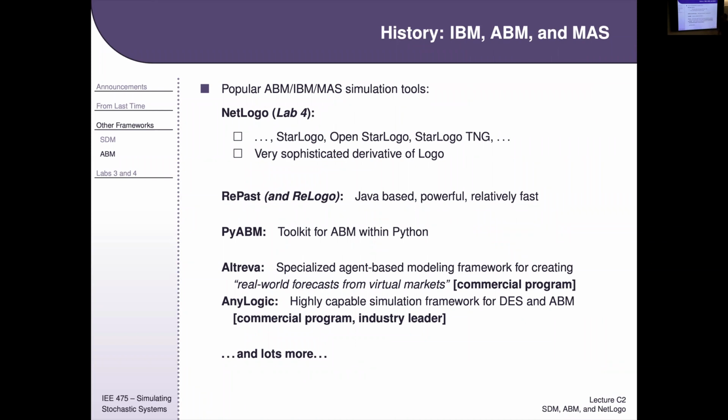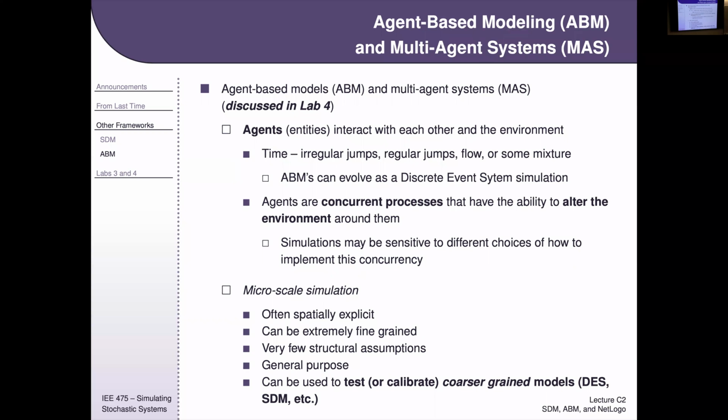There are Python-based frameworks. AnyLogic, which is a framework used in 477, also has agent-based modeling behind the scenes, and lots more. So there's a lot of support out there. We use NetLogo because it's kind of the simplest one to get started with, but there are far more sophisticated frameworks out there as well.